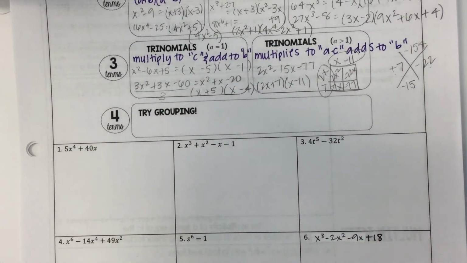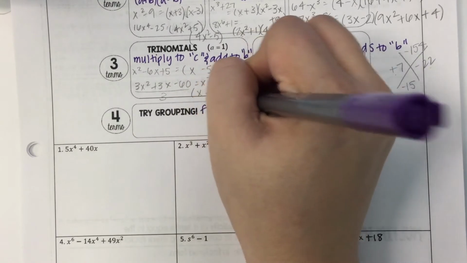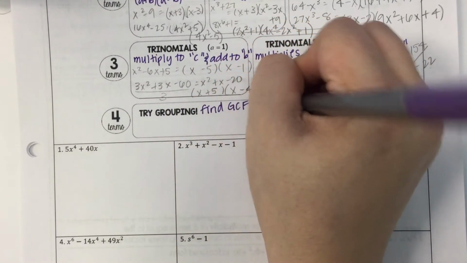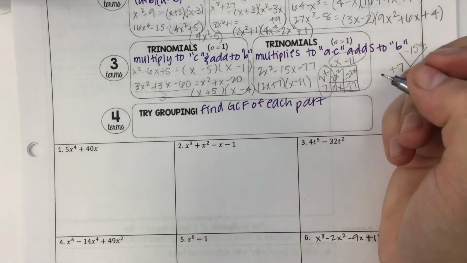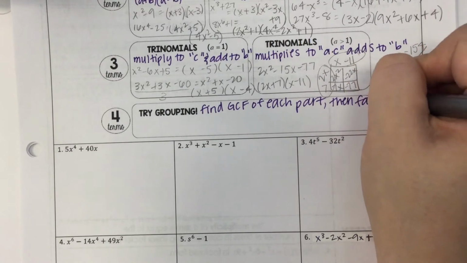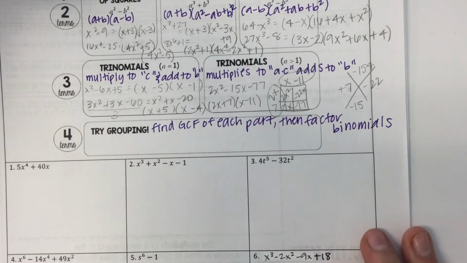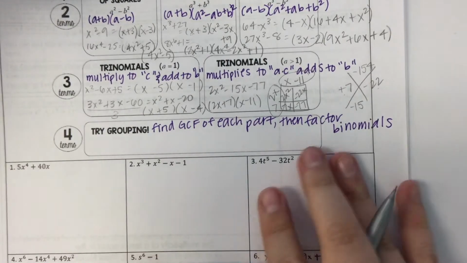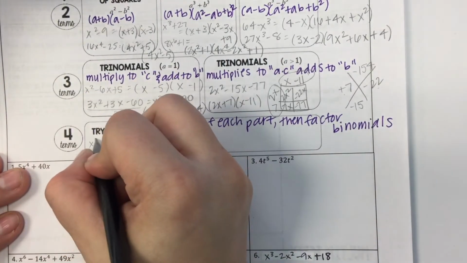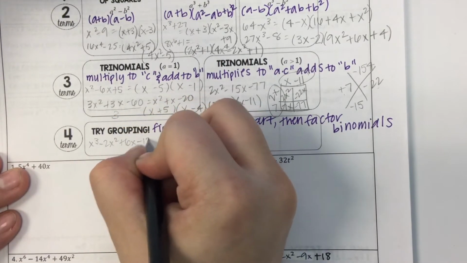Okay, so with 4 terms, we're going to try grouping. So here's your strategy for 4 terms. You're going to find the GCF of each part. When I say each part, I mean grouping. Okay, then factor the binomials. Okay, move that over so you can read that. All right. Let's do a couple examples of this one. x cubed minus 2x squared plus 6x minus 12.